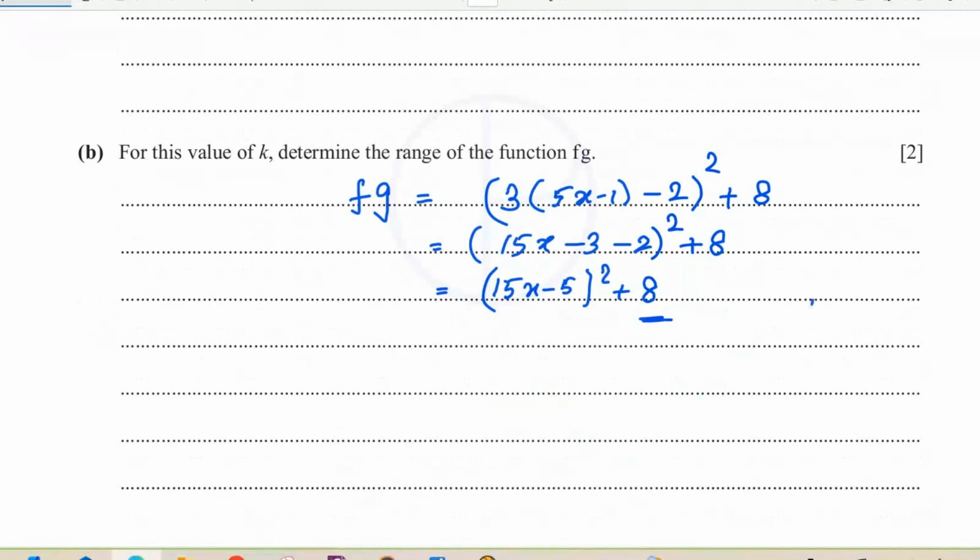I hope you remember, if the curve is like this, then a will be greater than 0. For this curve, a will be less than 0. So in this quadratic, the coefficient of x squared is positive, so that means this one. So in this case the range of fg(x) will be greater than or equal to 8.